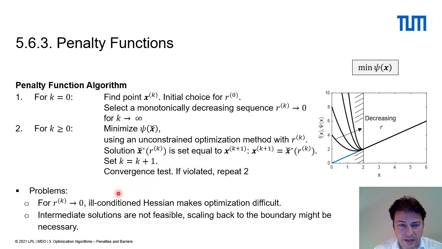So again, for small r values, your problem may become ill-conditioned. And the problem is also that your intermediate results are not feasible, and you may end up with a result that satisfies your convergence criteria, but it's just not feasible. So you may have to add another treatment to get your final solution back into the feasible domain. That's the disadvantage of penalty methods.